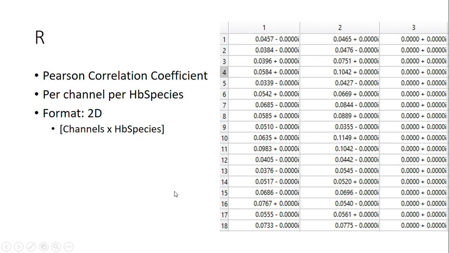And then finally we have the R, which I think most everyone's familiar with. It's the Pearson correlation coefficient. Hopefully I got that right. And it's per channel, per hemoglobin species. It's 2-dimensional. So we have channels, which you see 1 through 18. This is the bottom of my data here. And I have 3 columns, HBO, HBR, HBT, and it goes channel 1, channel 2, channel 3, and down like that.